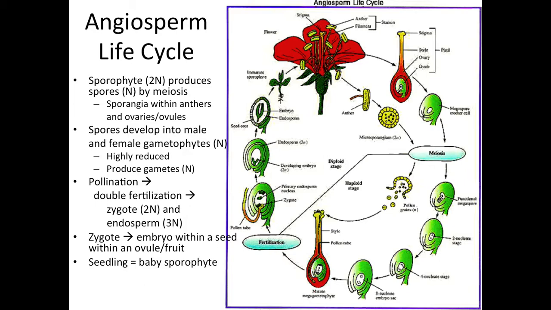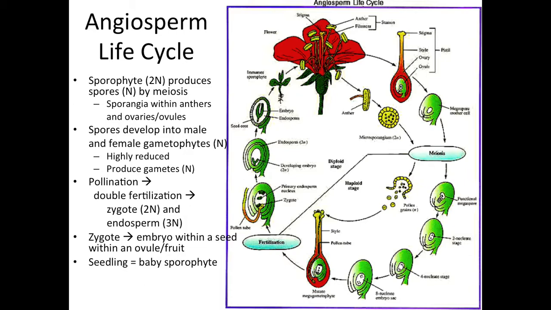Here we're looking at the life cycle of an angiosperm. When you study this, I want you to consider it in terms of the generic alternation of generations life cycle. And remember, if an organism exhibits alternation of generations, what characteristic does it have to exhibit? It has to have both a multicellular sporophyte body, and a multicellular gametophyte body.